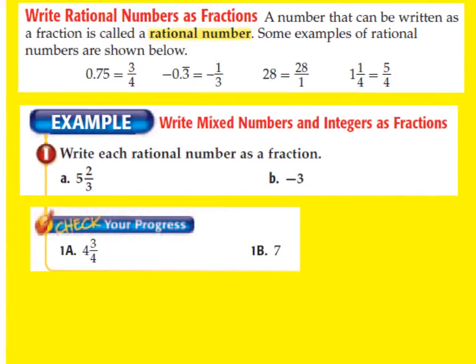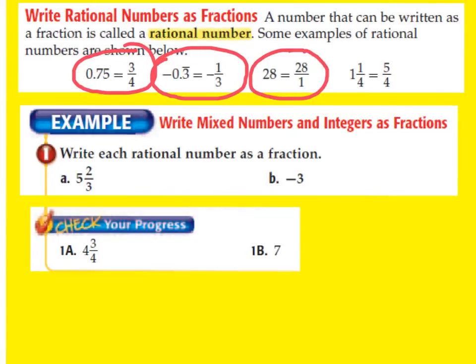Okay, so now let's go ahead and talk about writing rational numbers as fractions. Like we said before, a number that can be written as a fraction is called a rational number. Some examples of rational numbers are shown below. If you take a look, we have 0.75, which is the same as 3/4. Negative 0.3 repeating, that's negative 1/3. 28 can be written as 28 over 1, and then 1 1/4 can be written as 5/4.